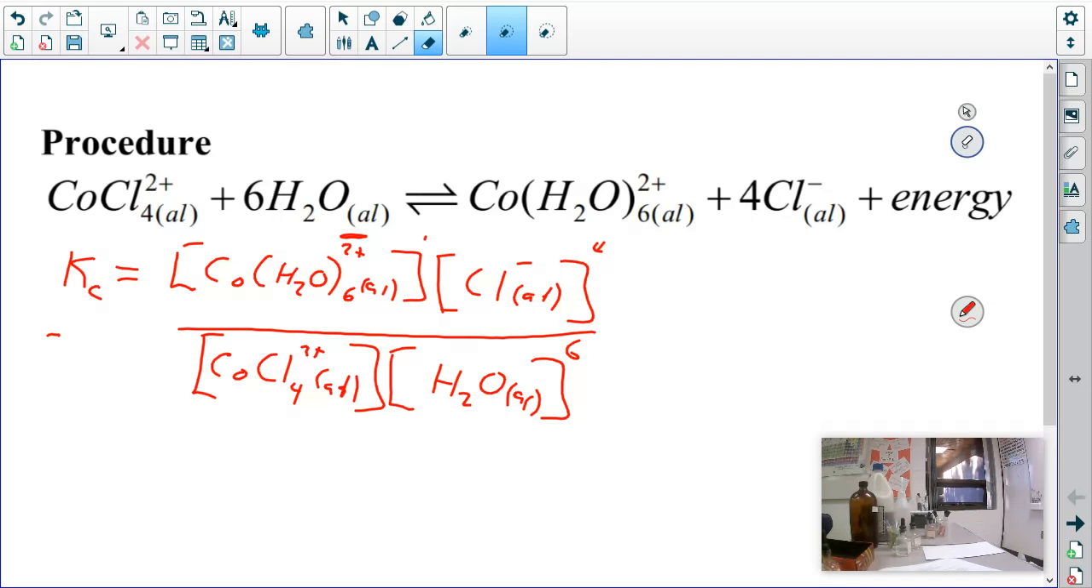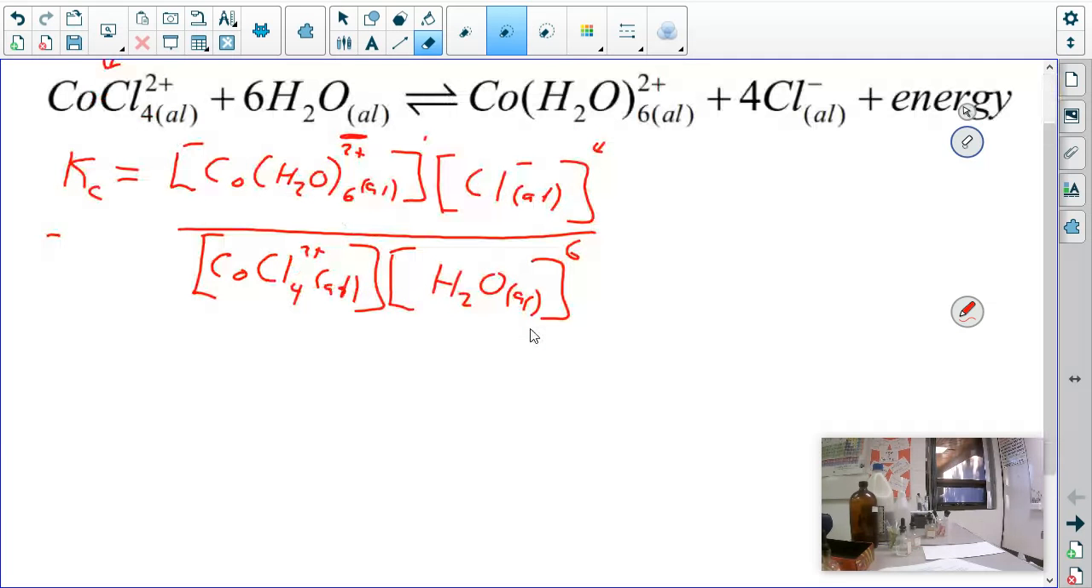Now, I don't have these memorized. Off page 701, when you dissolve this cobalt chloride 2 minus in an alcohol solution, it's blue. And when you dissolve this cobalt water 2 plus in alcohol, it's pink. Now I got those colors off the chart on page 701. That's not something that we have to memorize.